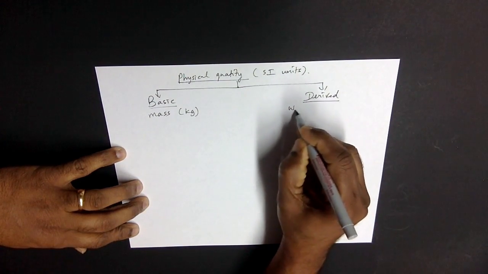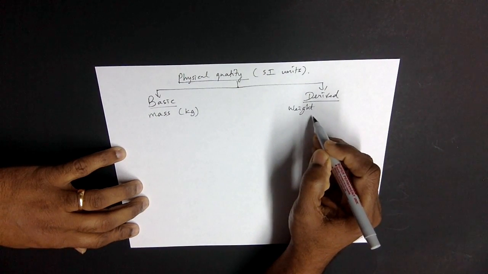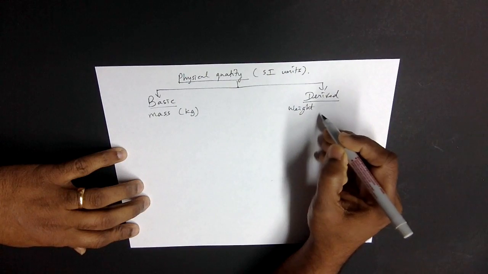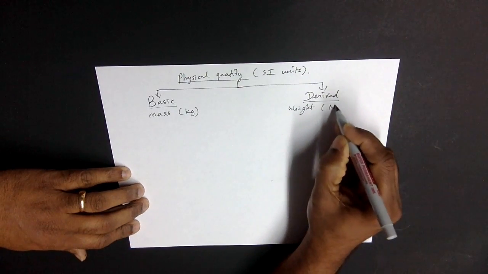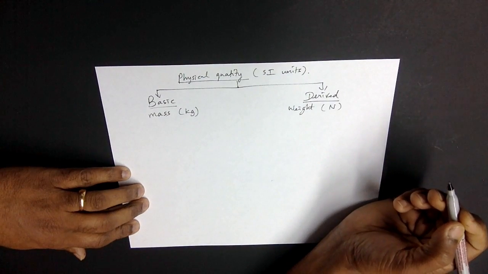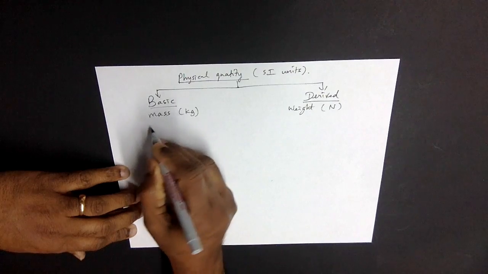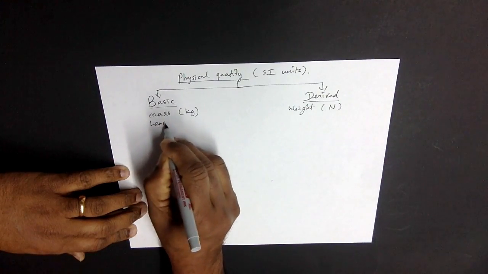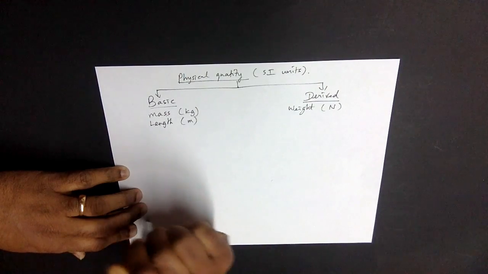When you say weight, weight is not mass. Weight is a force of gravity, and we measure it in a different unit altogether. We measure it in newtons, as we'll see in other chapters. The other quantities are length, which is measured in meters.